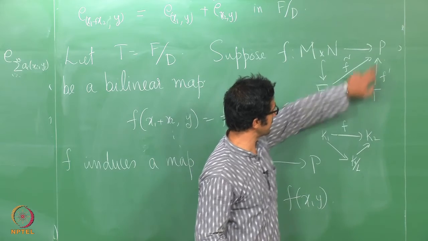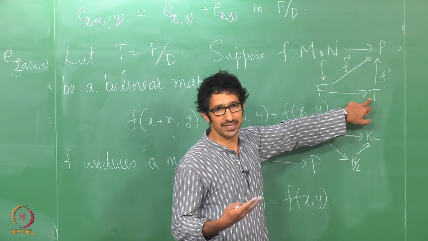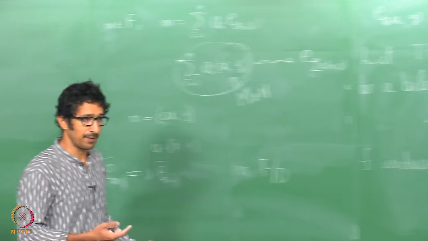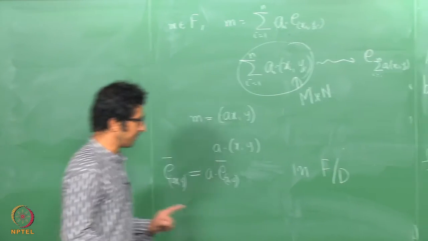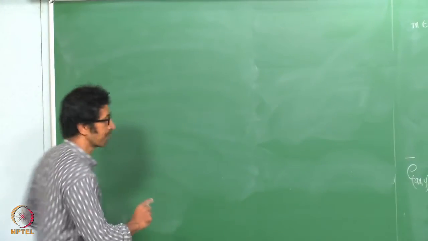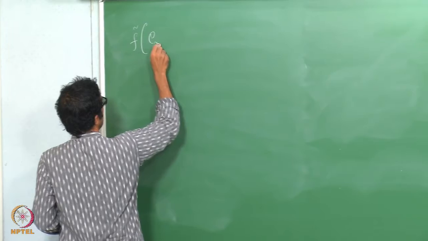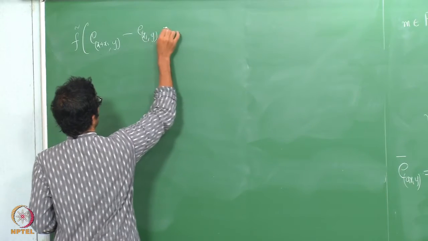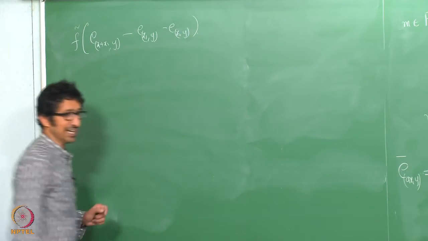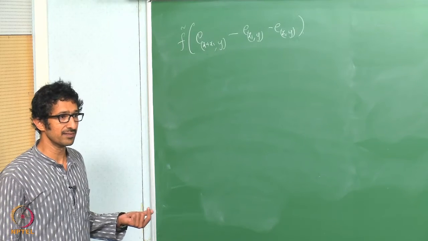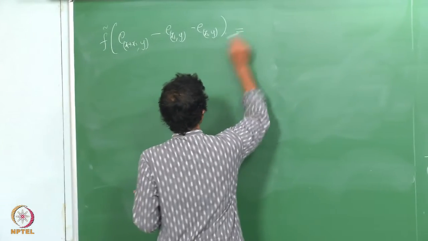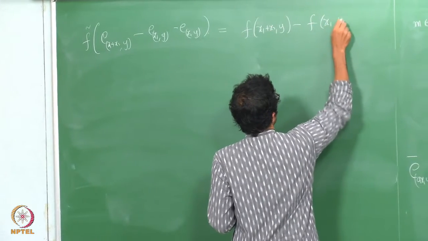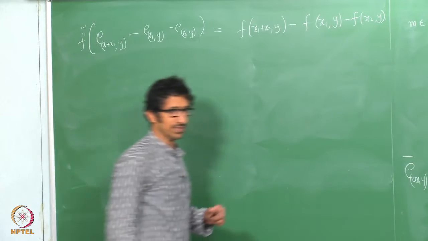To say that there is a map from T to P, I am done if I show that D is contained in the kernel. But is that so? F is a bilinear map. So, if I take D contained in the kernel of F tilde, what is F tilde of e(x1 plus x2, y) minus e(x1, y) minus e(x2, y)? If I take an element in D, this will be 0, because by definition this is f of (x1 plus x2, y) minus f of (x1, y) minus f of (x2, y), right?